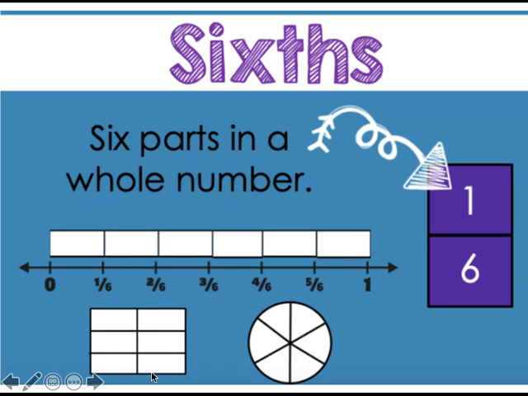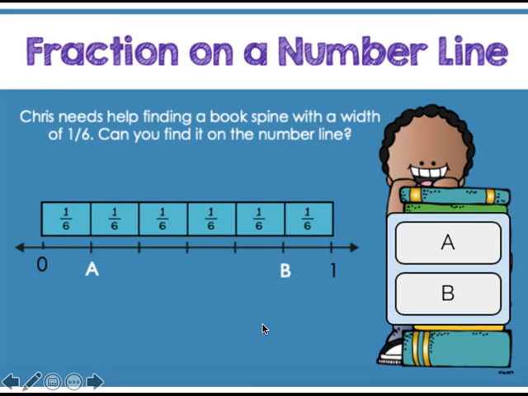6 is represented here. 1/6, 2/6, 3/6. You got 6/6 and 6/6 here. Let's apply it to our number line. Chris needs help finding a book spine with a width of 1/6. Can you find it on the number line?